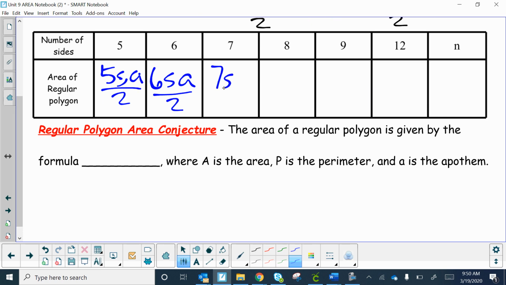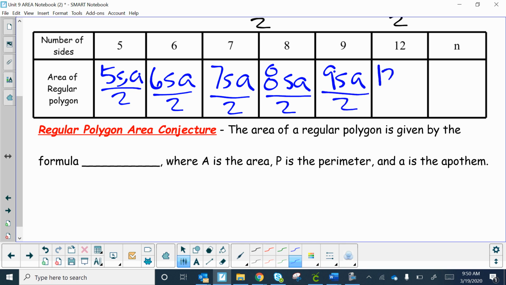Heptagon, 7 times S times A divided by 2. You see the pattern? 9 times S times A divided by 2. 12 times S times A divided by 2. N times S times A divided by 2.